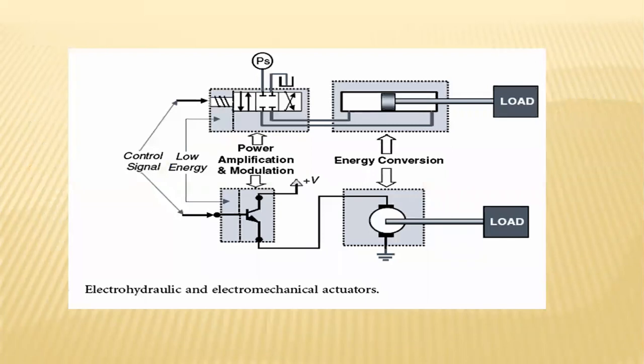This is the typical diagram of electrohydraulic and electromechanical actuators. This is the directional control valve, which is used to give the position for forward movement and return stroke movements. Let's have a detailed discussion regarding this.